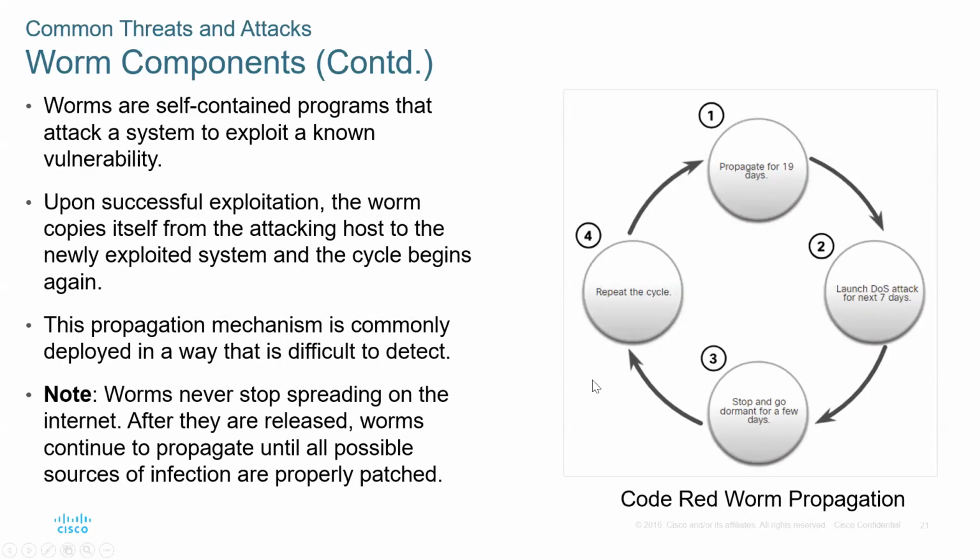So again, they're self-contained little programs that are used to exploit a known vulnerability. Upon successful exploitation, the worm will copy itself from the attacking host to the newly exploited system, and the cycle begins all over again. So this will propagate as you see here. Worms never stop spreading on the internet. After they are released, the worms will continue to propagate until all the possible sources of infection are properly patched. So again, it will go on forever until all the systems are patched as a whole.